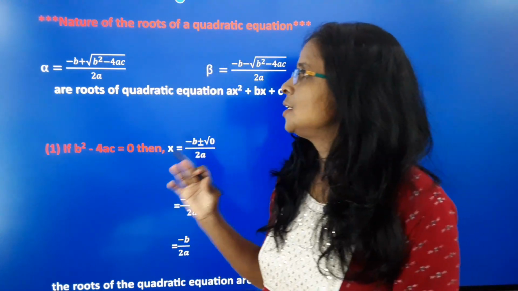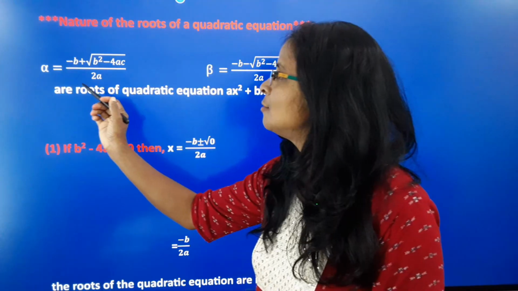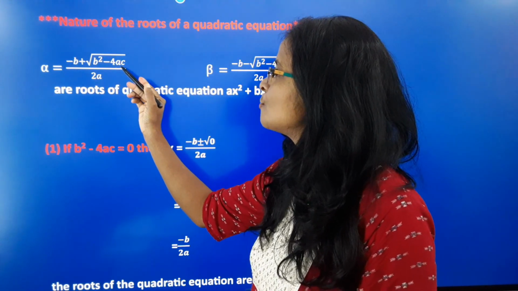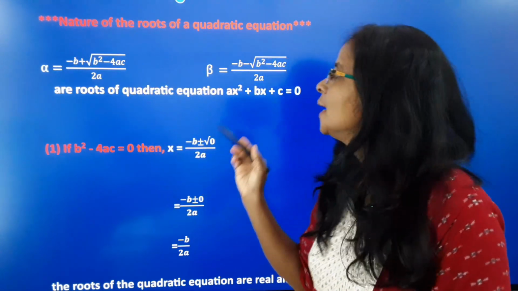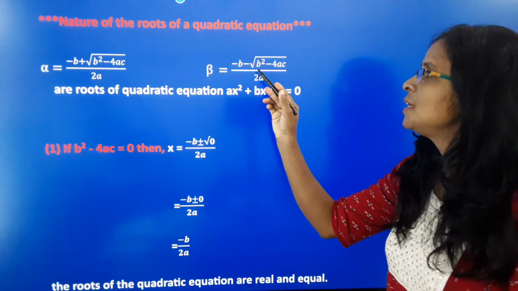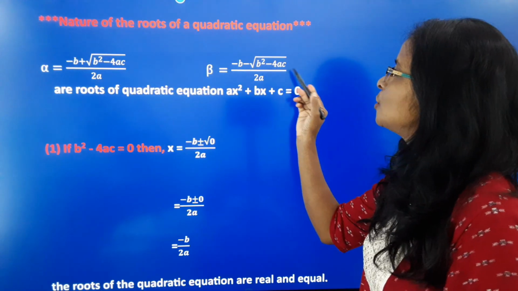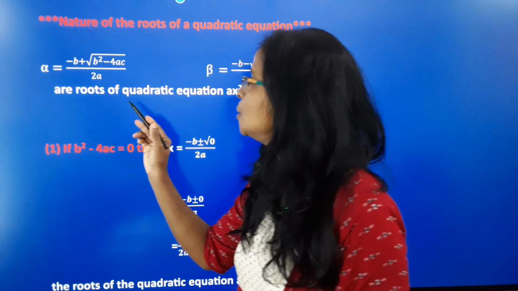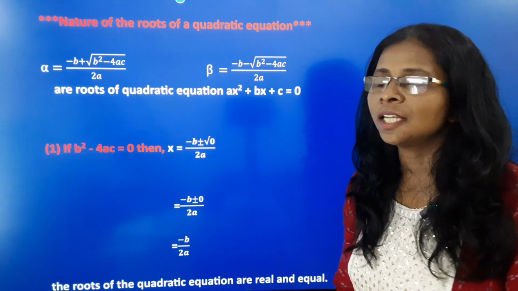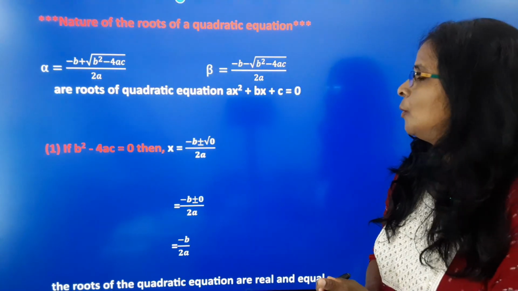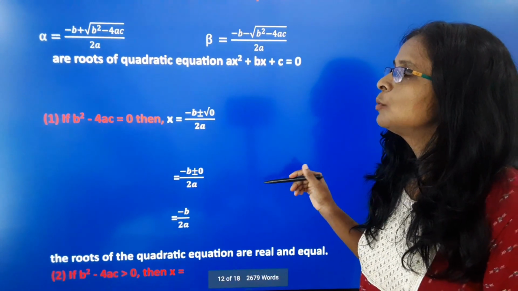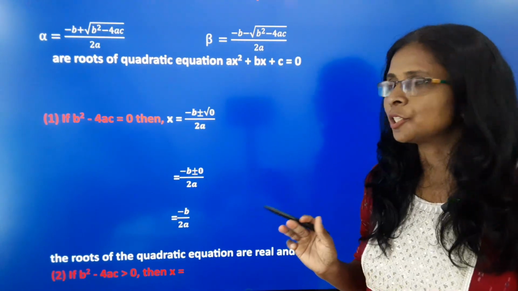So let us see that if alpha is equal to minus b plus square root of b square minus 4ac upon 2a, and beta is equal to minus b minus square root of b square minus 4ac upon 2a, then we say that these are the roots of the given quadratic equation ax square plus bx plus c is equal to 0.